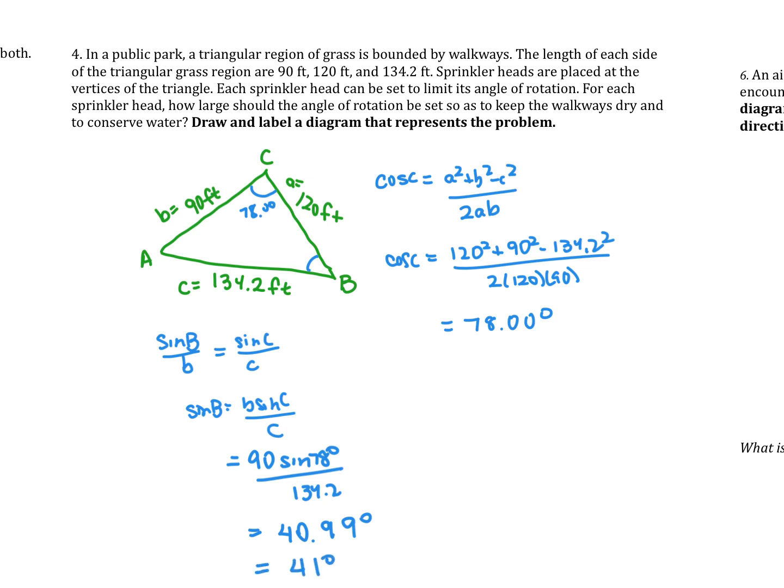To find our final angle, letter A, we can just take 180 minus 78 degrees minus 41 degrees, which equals 61 degrees. So A is 61 degrees, B is 41 degrees, and C is 78 degrees.